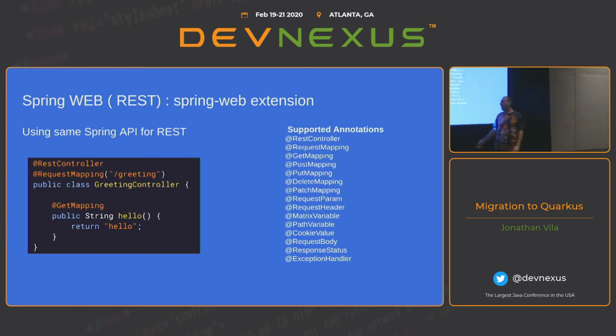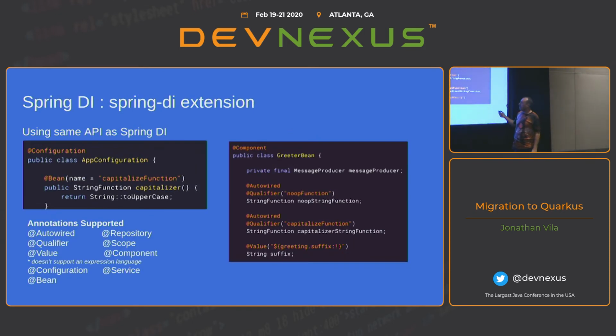Okay, so we have extensions for Spring Web. You have your file, you have your class, and that's it. You don't modify anything, replace the dependency, and you go. With dependency injection, it's exactly the same. You use this extension, you don't modify your beans. Quarkus will create the code that is needed at compilation time, and you will be fine.